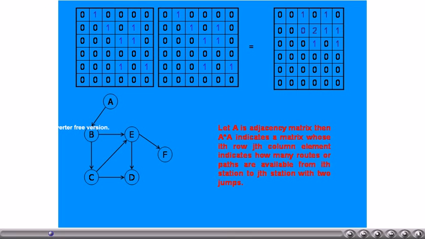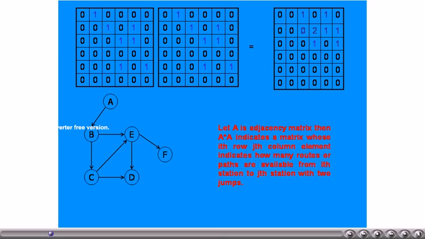Let us have some discussion on adjacency matrices and others. For example, if A is the adjacency matrix, of course we assume that A is a binarized version of the adjacency matrix. Binarized means that if an element value of the adjacency matrix is greater than or equal to 1, it will be considered as 1, otherwise it will be taken as 0. Then A into A matrix we have calculated in this slide. You can verify the matrix product.